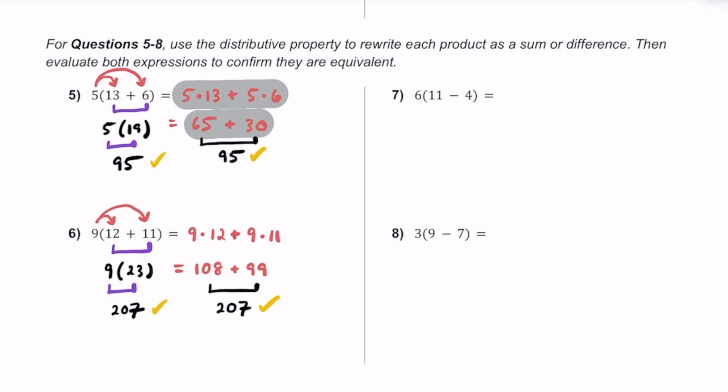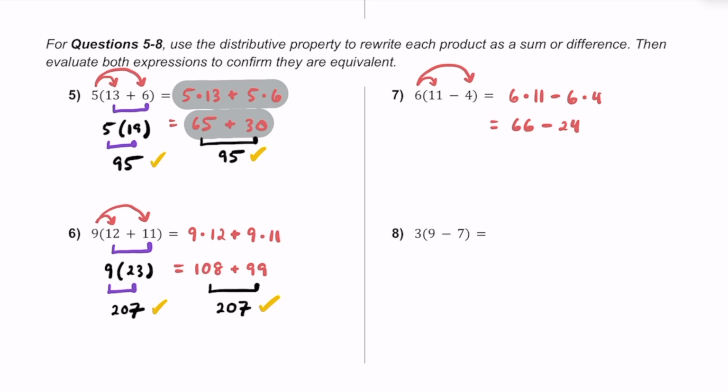For number 7, let's go ahead and take this and rewrite it as a sum or difference. I think this is going to be a difference this time because we're subtracting. So let's say we have 6 of these 11s. So we can say 6 times 11 minus we have 6 of these 4s, so 6 times 4. Now 6 times 11 is going to be 66, and then 6 times 4 is going to be 24. So this would be our difference here.